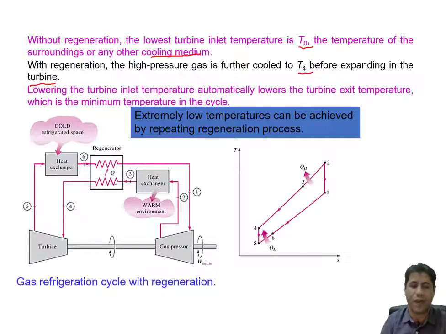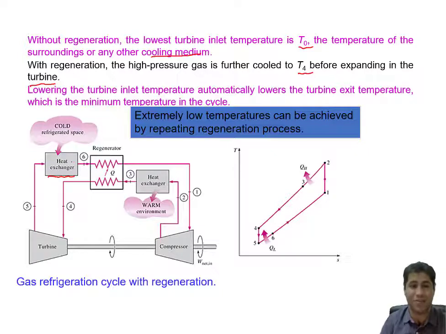So after this regenerator, it will go to the turbine, it will expand, and as you know, after expansion of the gas, its temperature is also reduced. So after the turbine, we have low temperature gas, and this low temperature gas can be used in a heat exchanger to absorb heat from the cold refrigerated space.